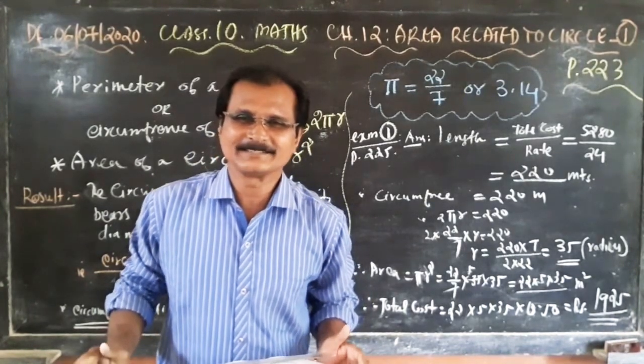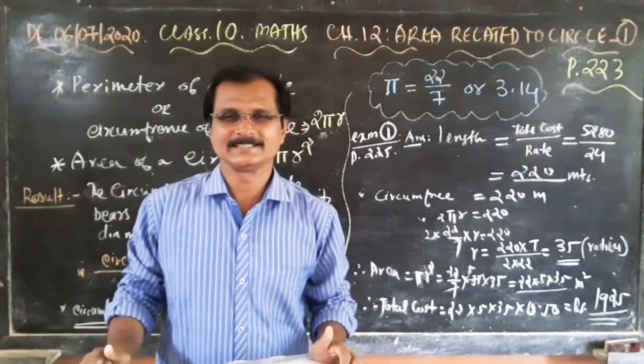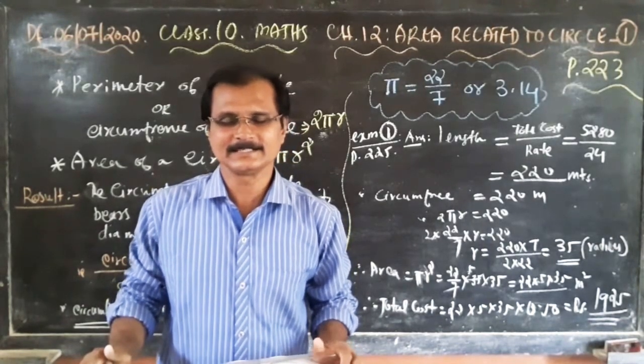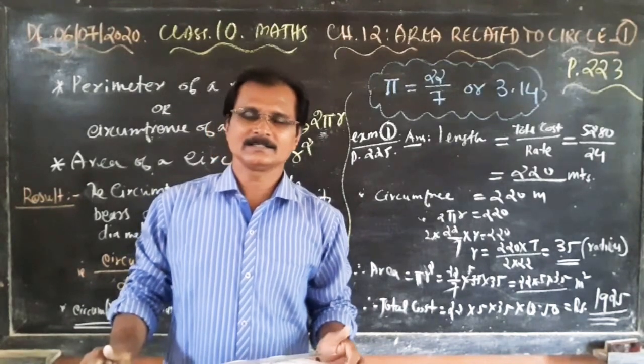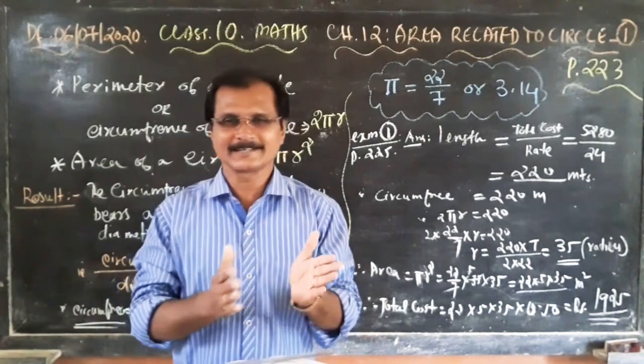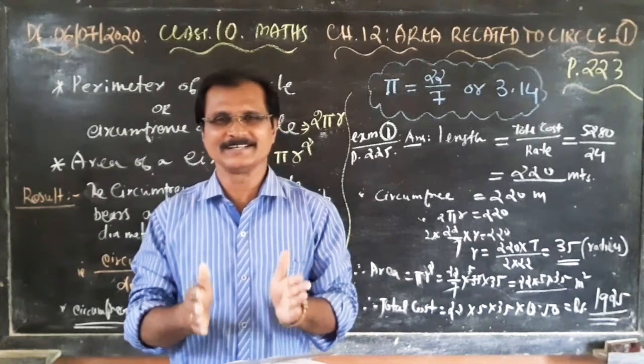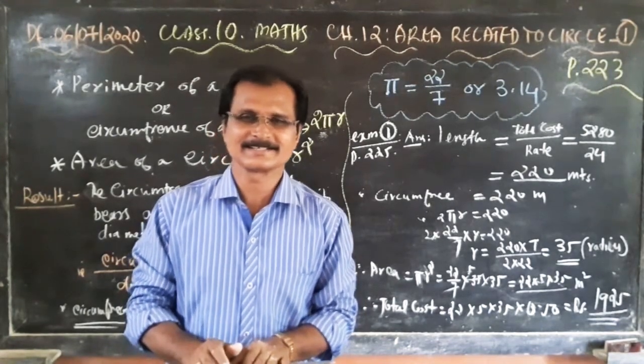So this is the method to find out the area and circumference. And sometimes you get the indirect method. This first one is a very simple, very interesting example.